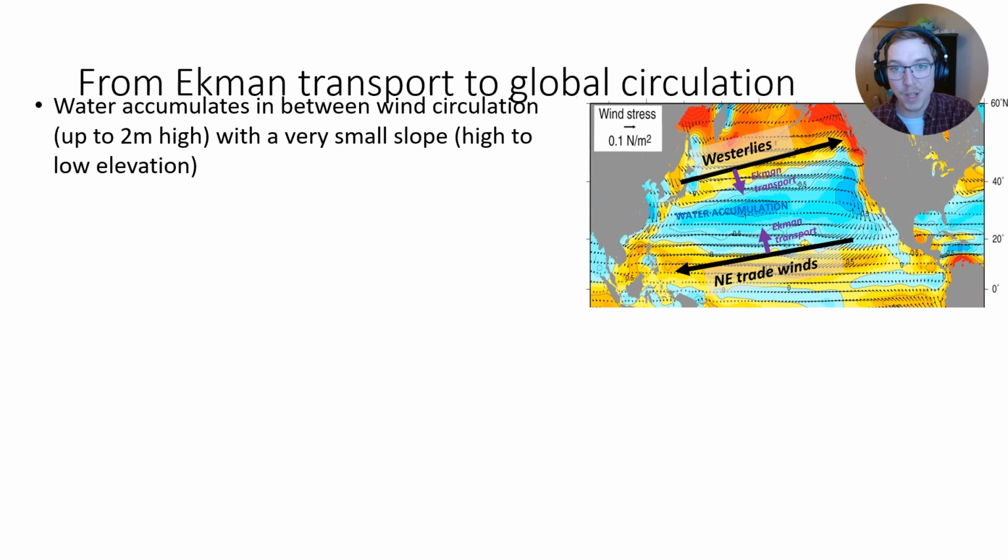From Ekman transport to global circulation, we can see Ekman transport is dominant in this direction and this direction based off of our trade winds, which we see here, our northeast trade winds and our westerlies. Here we see this surplus water accumulation within the center of our oceans. So water accumulates in between wind circulation up to 2 meters high, with very small slope from that high to low elevation.